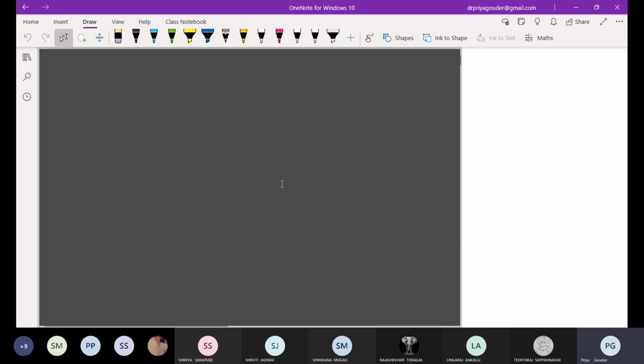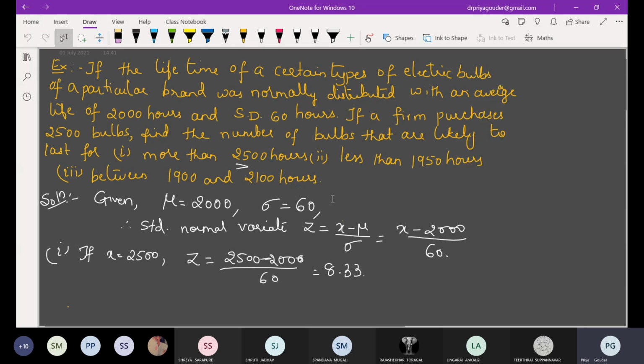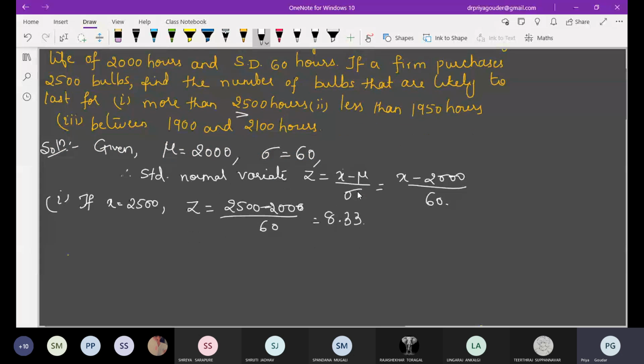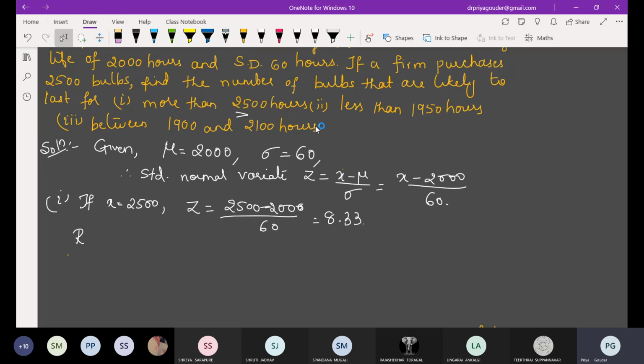See, try to answer. This is the last class for module 3. Altogether, 80% of the syllabus is going to be covered by this. So please try to answer if you want to really get good marks. Okay, so first 2500. What is the required probability? We'll first find the probability and multiply with the number of bulbs. What is asked here? More than 2500, so first you should write it for x greater than 2500. Am I right?